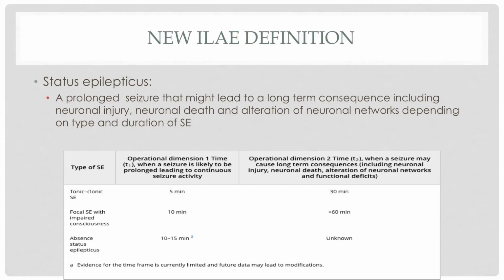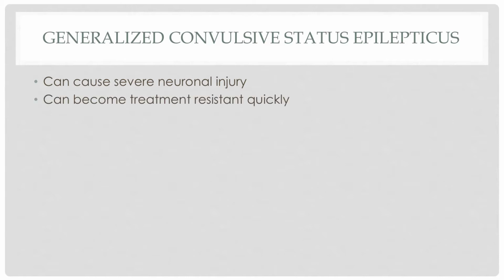In terms of absence status epilepticus, we don't know if that causes any irreversible damage. In fact, patients were in status for weeks before they presented to the hospital and have full recovery afterwards. So the key point about convulsive status epilepticus is that it can cause severe neuronal damage. It can become treatment resistant quickly. That's why we need to jump on it and act quickly.